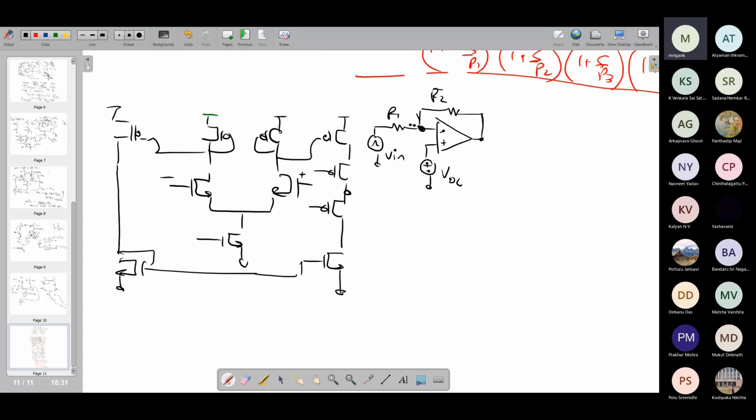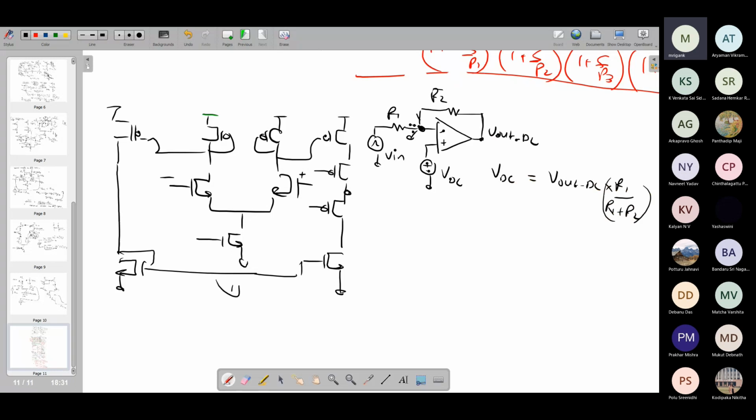There is a voltage division in terms of DC. If I see what is the voltage division, so V DC, or I can call it V out DC. This is your V out DC. So V out DC into R1 upon R1 plus R2. That's all. So the principle is still the same.